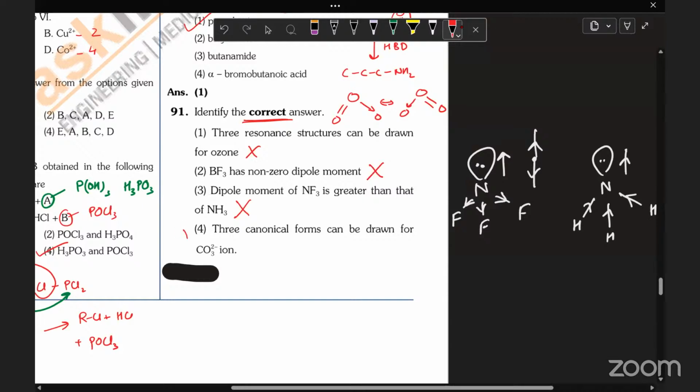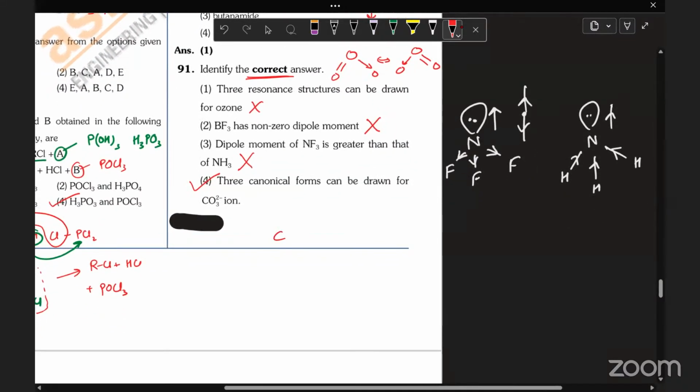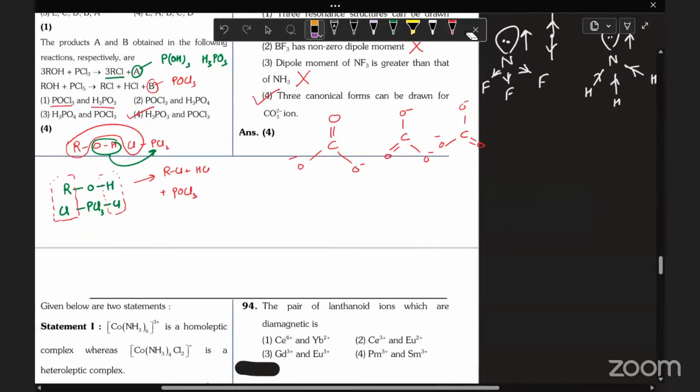So the only correct statement is 4. Let's read it. 3 canonical forms can be drawn for carbonate ion. We know, yes, we have done it multiple times. Carbonate is one of the favorite examples that we teach. So that's how carbonate looks like. And now this double bond will be repeated in 3 different structures. And these are the 3 canonical forms or the resonance structures for carbonate ion. So yes, option number 4 is the only correct answer. Option number 4 is the right option.